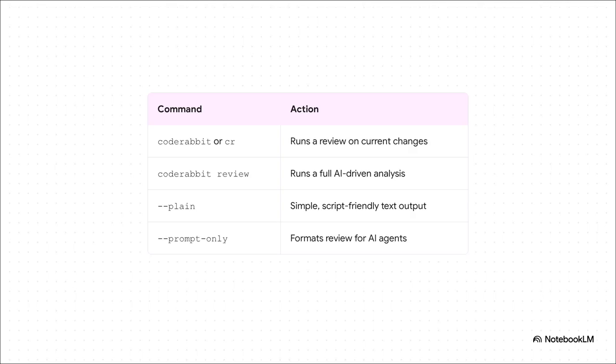You might think a tool this powerful would be complicated to use, but running it is incredibly simple. You just type coderabbit review, or even just cr, and that kicks off a full analysis. And you can add flags, like --plain if you just want simple text output, or the real game changer, --prompt-only, if you're working with another AI.